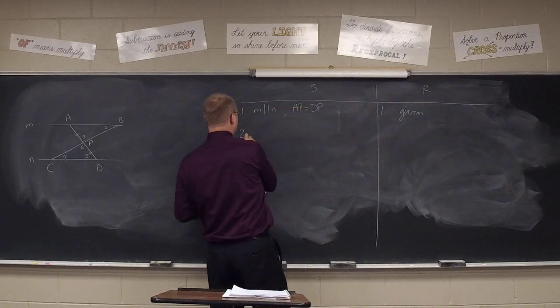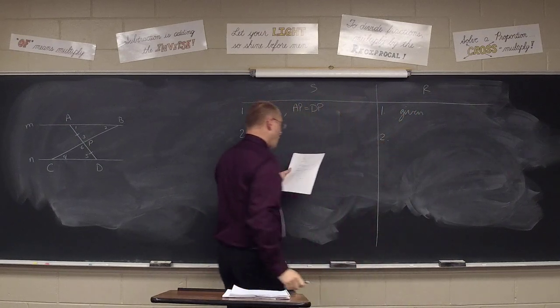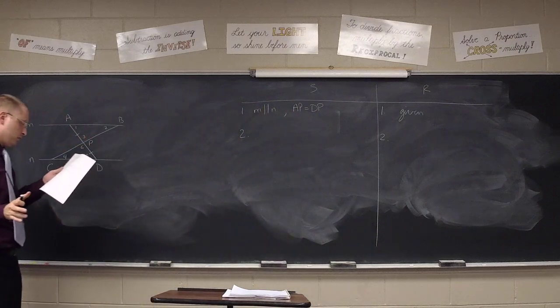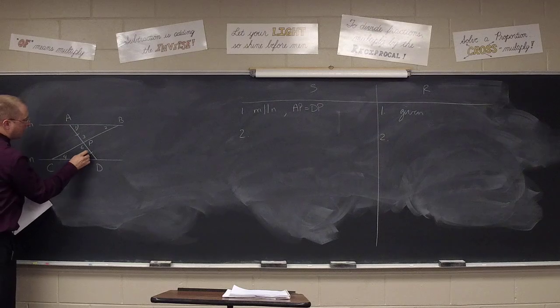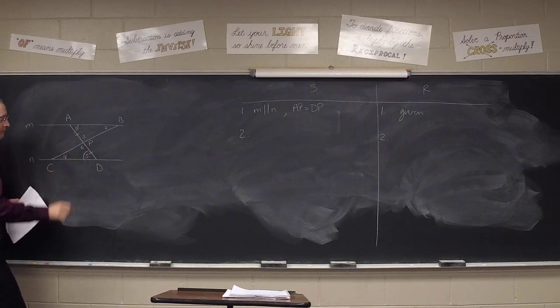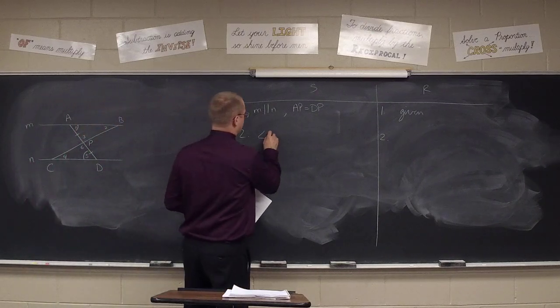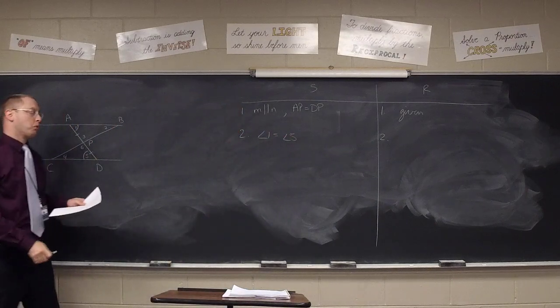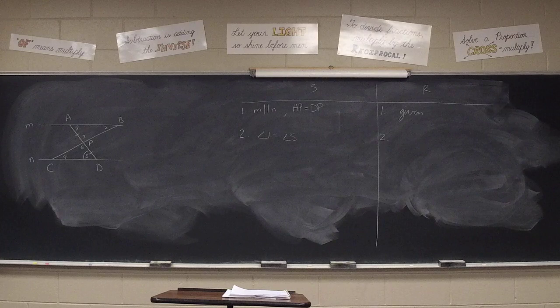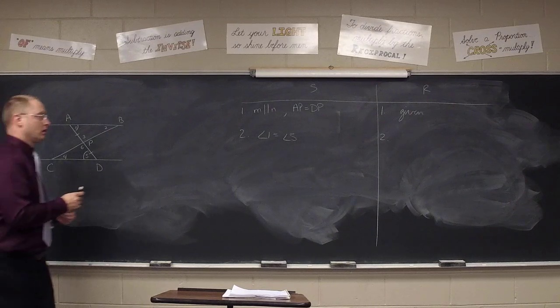And then number 2, of all the angles I could have used, I went ahead and said, I want you to get angle 1 equal to angle 5. I want that to be statement number 2. What would be the reason for angle 1 equals angle 5? Noah? Alternate interior angles and parallel lines are equal.